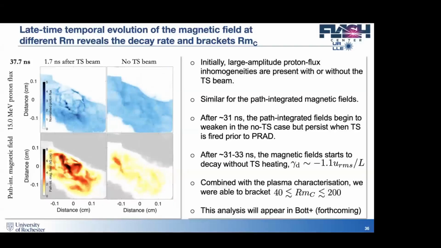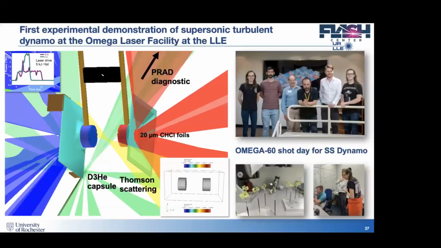But also we can combine the information that we get from the decay and the premise of this essentially being reignited dynamo to bracket the magnetic Reynolds number necessary for dynamo action to operate, bringing it into the range of 40 to 200, which is about what theorists are expecting, which is a good thing to confirm. This analysis will appear in an upcoming paper that we're finalizing now, and will be discussed also at the APS DPP, if you decide to go there.